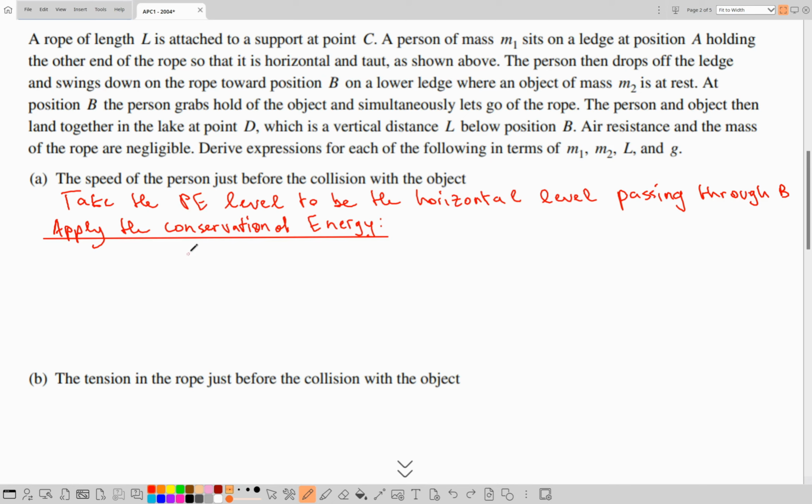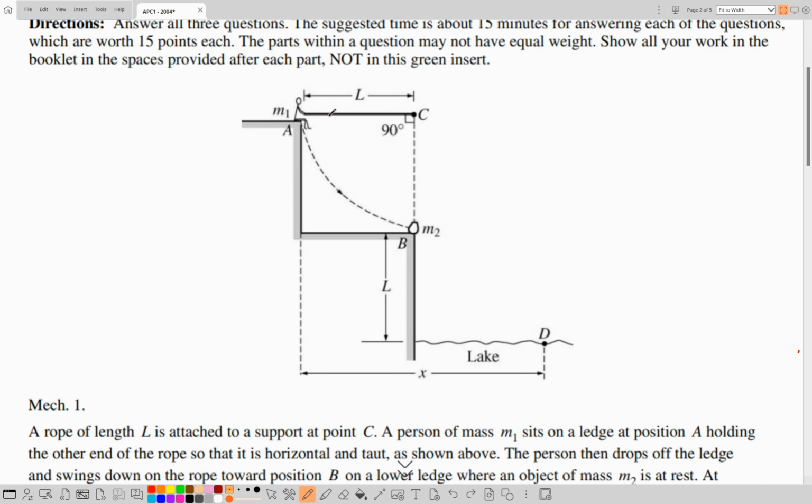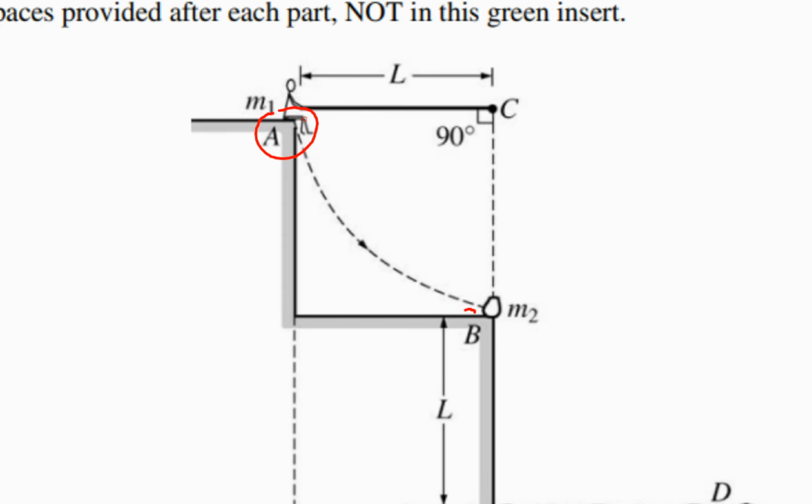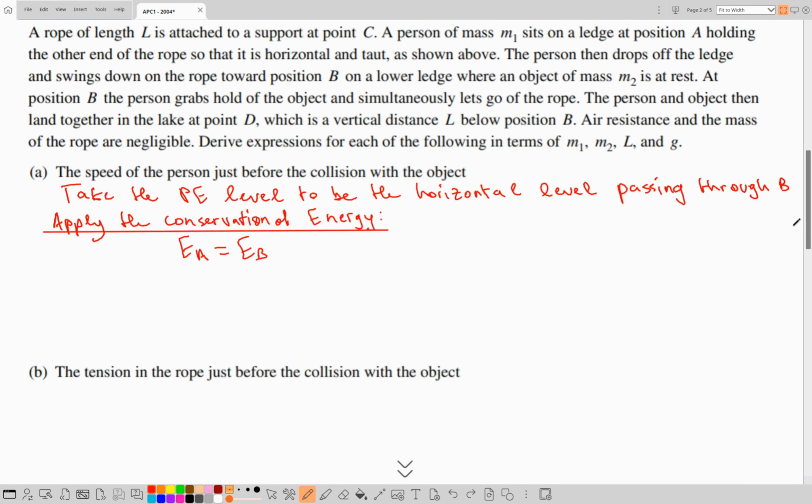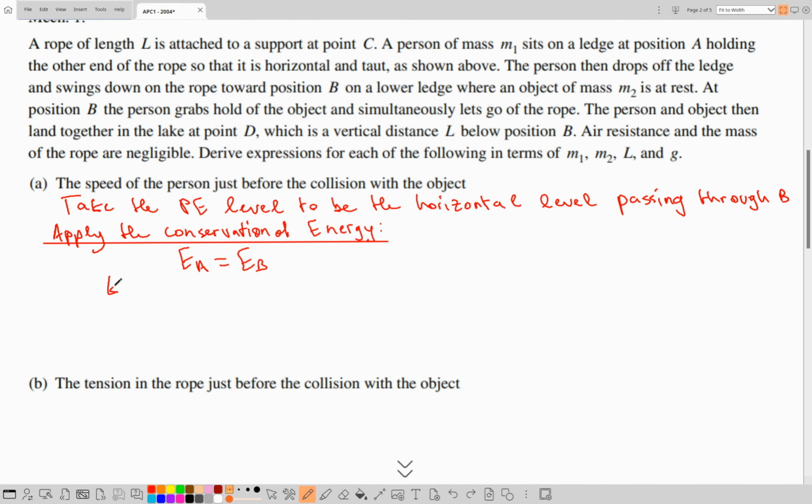So we're going to say that the energy at the point A equals the energy at the point B. Now the energy at A, we have kinetic energy and gravitational potential energy, which is equal to kinetic energy at B plus gravitational potential energy at B. Now that would be the PE level, which is 0, and initially the person drops from rest, or releases himself at rest without initial speed.